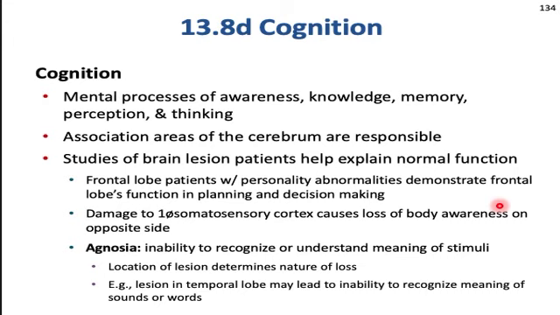Agnosia is the inability to recognize or understand the meaning of stimuli. The location of the lesion determines the loss. An example would be a lesion in the temporal lobe leading to the inability to recognize the meaning of sounds or words. And so what's going on with a lot of this is it's like you're cutting the connections that allow us to apply the meaning of memory to the sensation, right? And so it loses its significance to us, right?